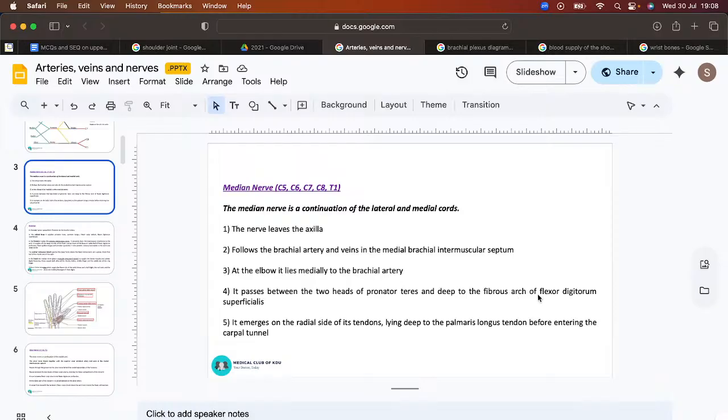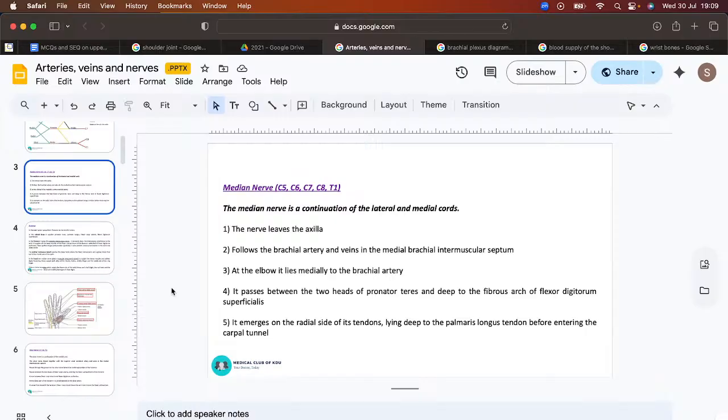and then basically deep to the flexor digitorum superficialis, and then it re-emerges on the radial side of its tendons, lying deep to the palmaris longus tendon before entering the carpal tunnel. Okay, so I know it might be hard to remember. I don't know if you guys try to memorize everything by heart, but what I would say is, just to make things easier, remember words and then use those words to make sentences during the exam.